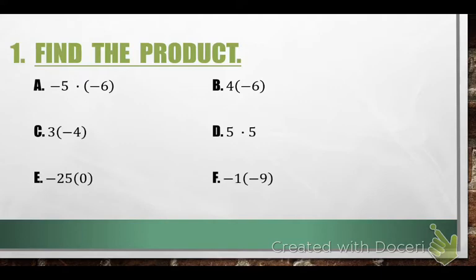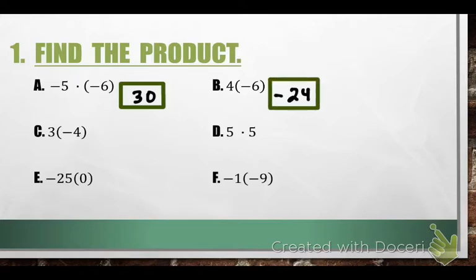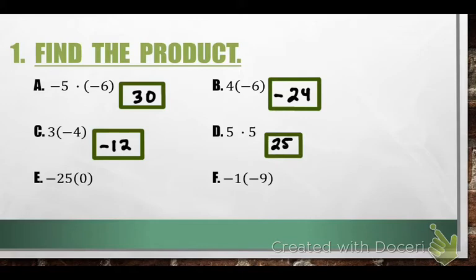First one, Kyler, -5 times -6. +30 is correct. Miles, going to the right, 4 times -6. -24 is correct. Going on to the next one, Kendall, 3 times -4. -12 is correct. Next one, Kamari, 5 times 5. 25. Next one, Kiari, -25 times 0. 0 is correct because anything times 0 always equals 0.